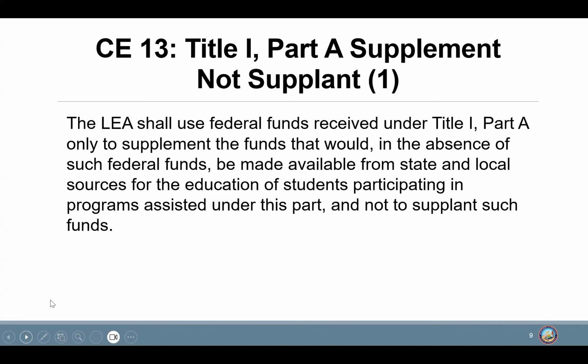CE 13 includes the requirements for demonstrating supplement, not supplant. If the LEA is a single school or charter school, this item will not be monitored during an FPM review. This slide indicates that the district must use Title I Part A funds to supplement their state and local funds. This ensures that the school sites will receive state and local funds that they are entitled to receive, even in the absence of Title I Part A funds.